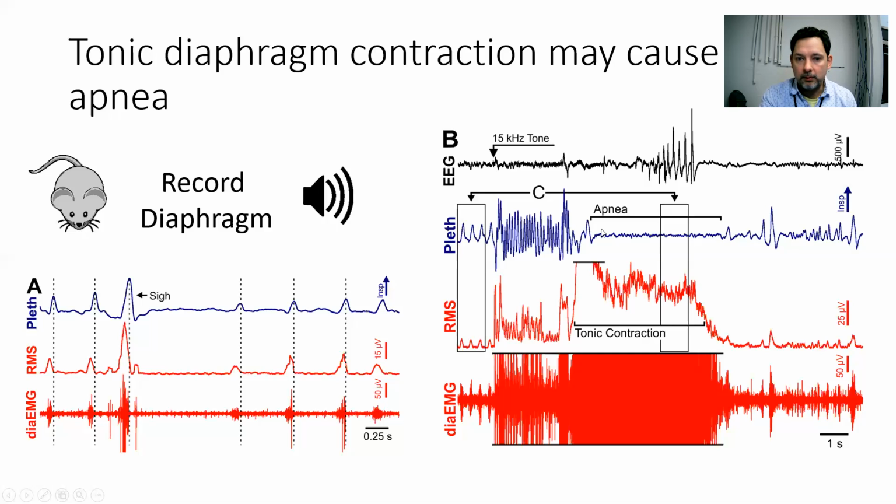So this isn't a causal experiment, but contraction of the diaphragm like this is sufficient to cause apnea. And so I would say that most of this apnea is due to contraction of the diaphragm.